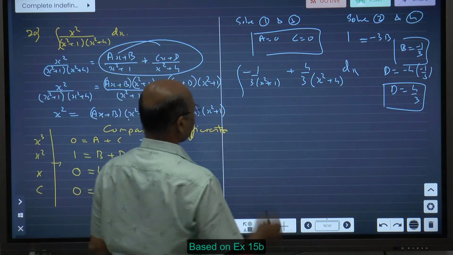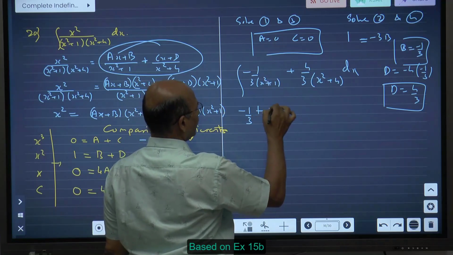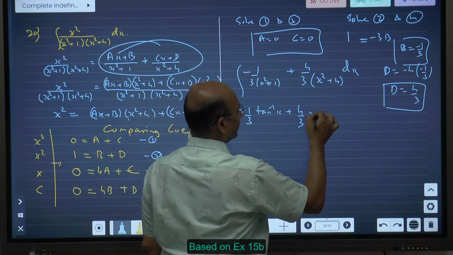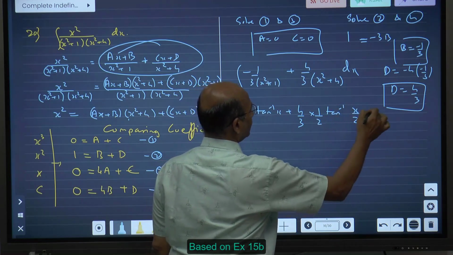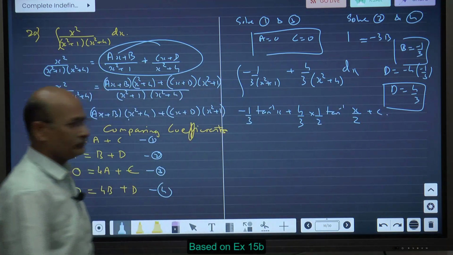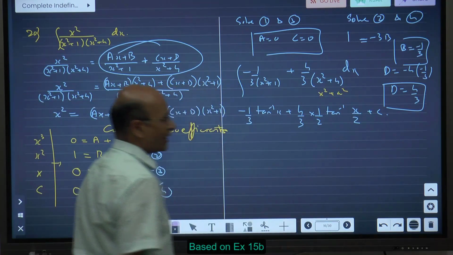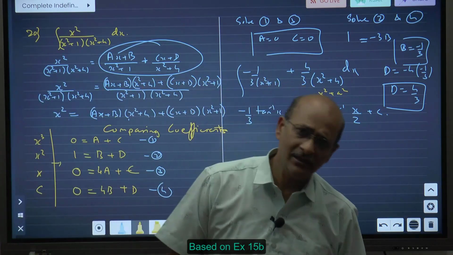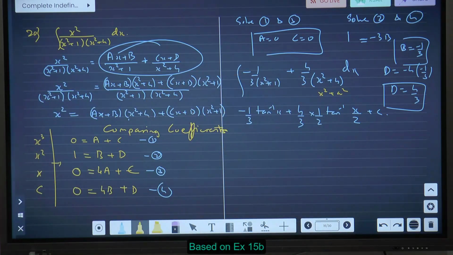So very easy now, minus 1 by 3. What is integral dx upon x square plus 1? It is tan inverse x plus 4 by 3. x square plus a square. So 1 by a tan inverse x by a plus c. Okay, I hope you remember this. This is x square plus a square format by term. So what is dx upon x square plus a square? 1 by a tan inverse x by a plus c. So I hope you got this point clear, children. So pause and note it down.